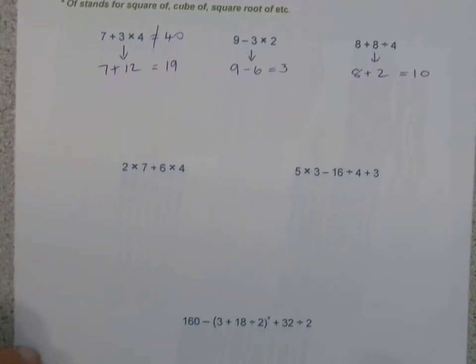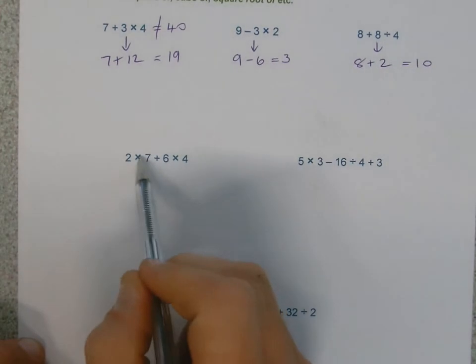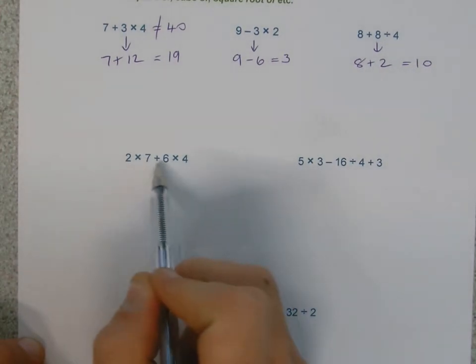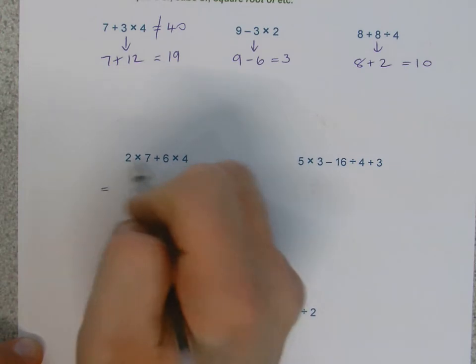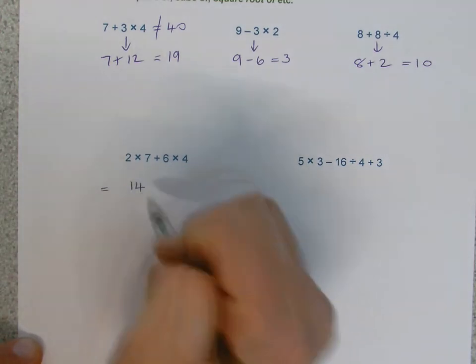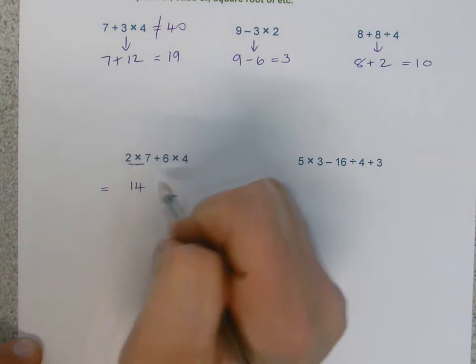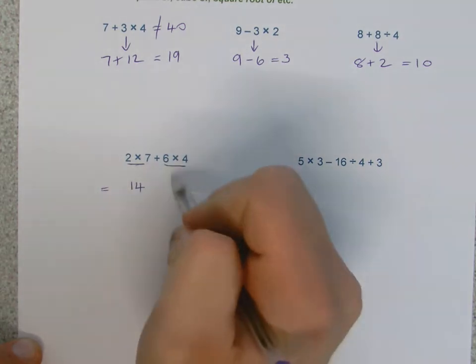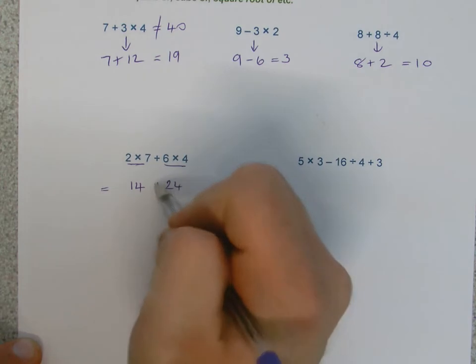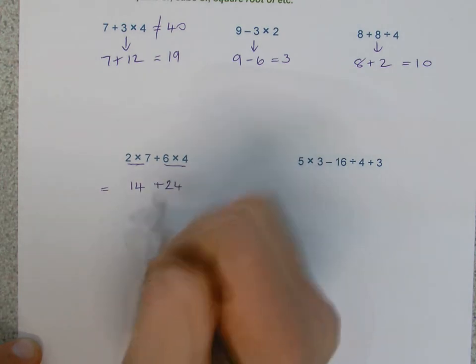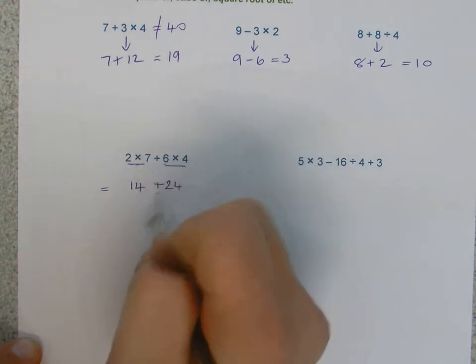You've got this one here. Notice we've got a multiplying and an add. With BODMAS, you do the multiplying first. So you work out 2 times 7 to be 14, and then you work out this bit, 6 times 4 is 24. So you're doing the multiplying first, and then you add them. Both multiplications done, then we add, and we get 38.